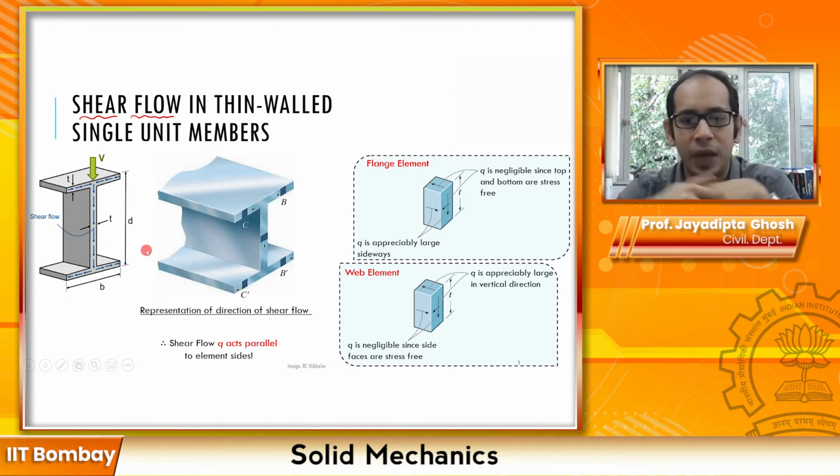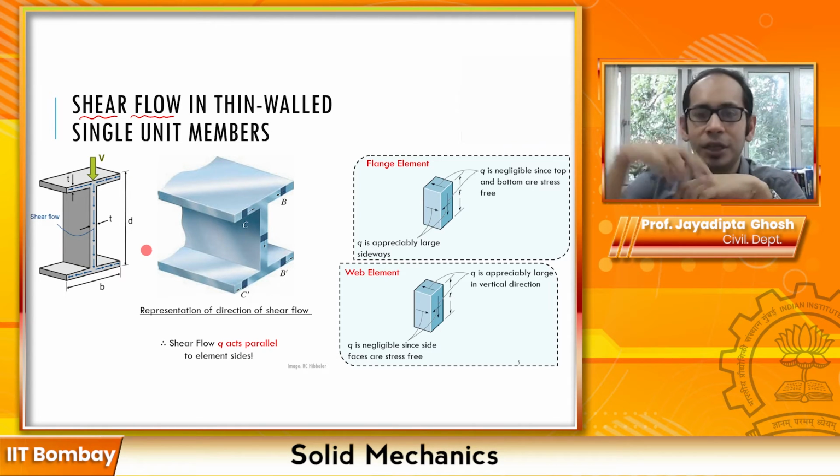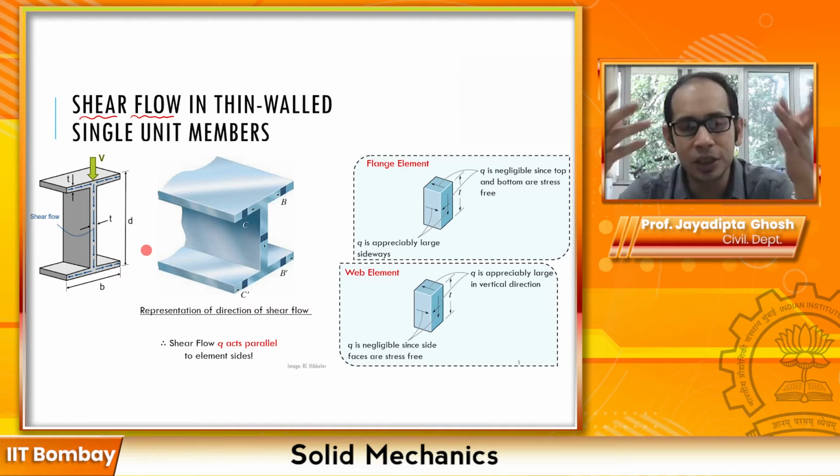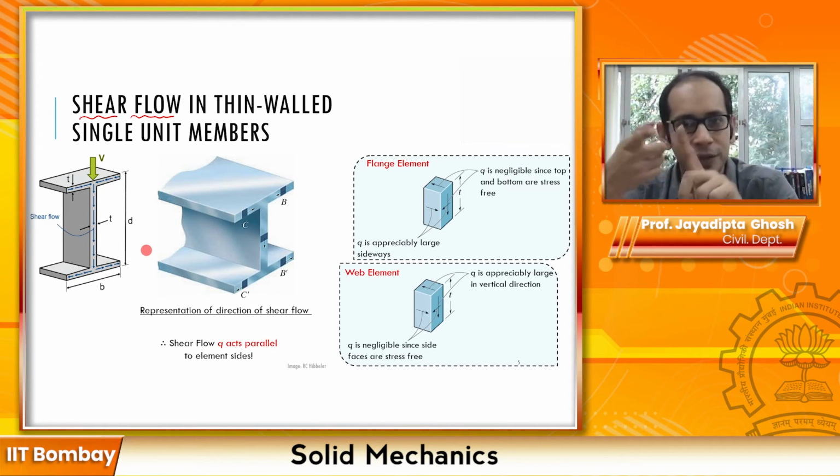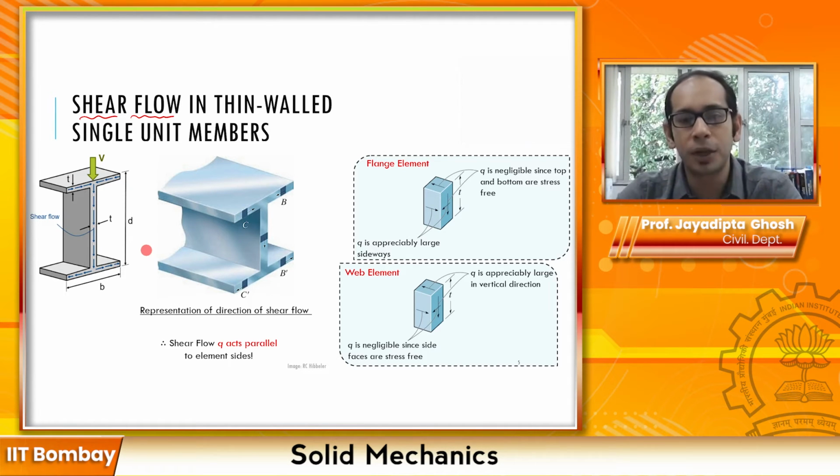And you will see, instead of I sections, if you take some of the other sections, depending upon the direction of the shear, the flow essentially follows the rule that it is parallel to the sides of the faces, and also it is analogous to the flow of water. Water must come in and it must flow out in the direction you're pouring the water, right?